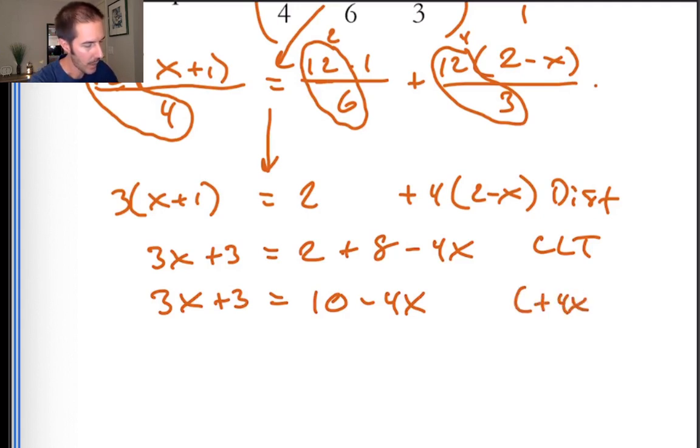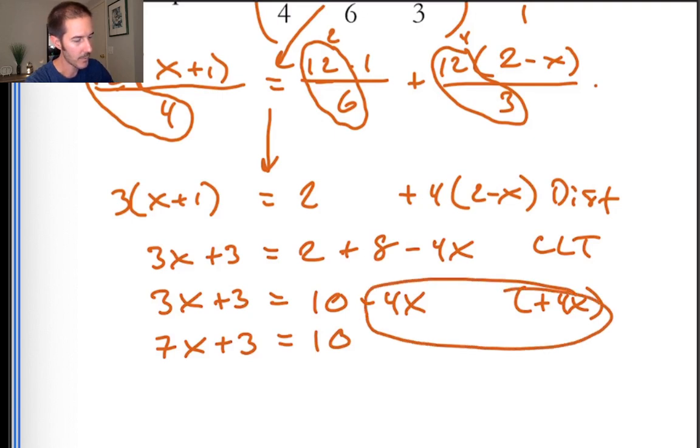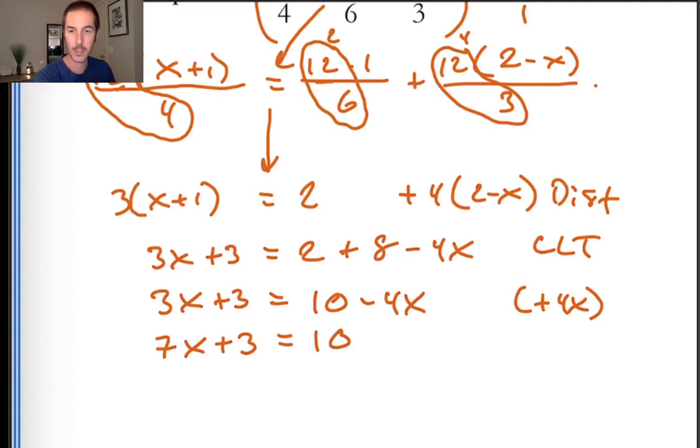Add 4x. So again, that's a little note about what I'm doing to both sides of my equation. 3 and 4 make 7x's. The positive 3 is still there. The 10 is still on the right-hand side. The negative 4x and the positive 4x, those canceled out. That's why we did that, to eliminate the x's from the right-hand side.